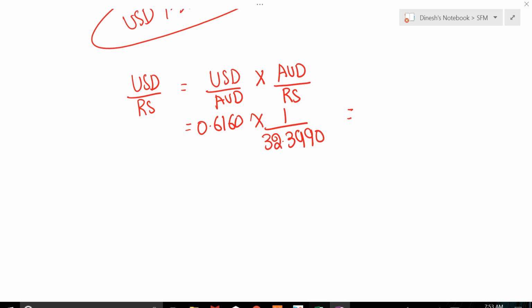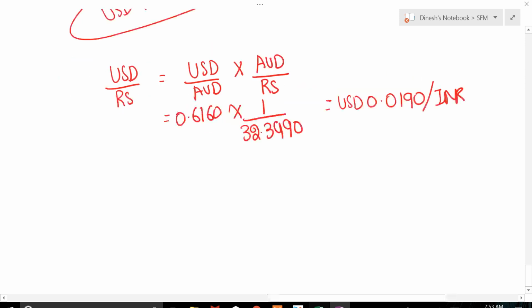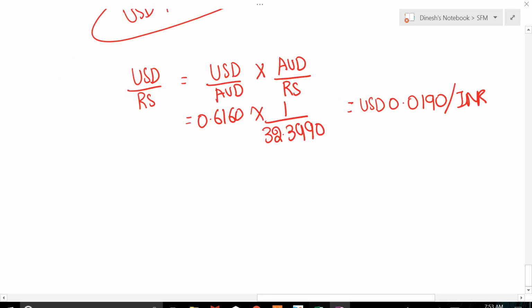What is the answer? USD 0.0190 per INR. Any doubts on this? Whether 4 decimals, 5 decimals, you will understand as you do more problems. They have also asked for which quote? Rupees per USD.